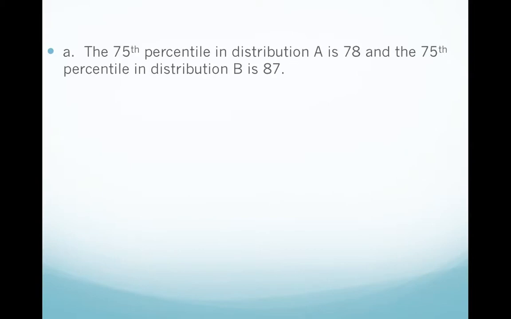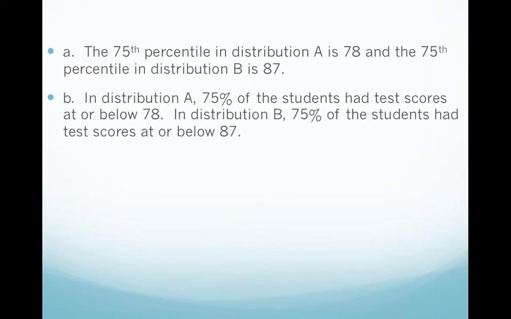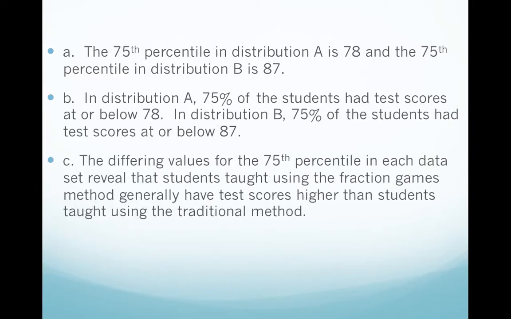Okay, so here are the answers. 78 for A and 87 for B. The meaning of those 75th percentiles is that in distribution A, 75% of students had test scores at or below 78, while in distribution B, 75% of the students had test scores at or below 87. And here's an interpretation of fraction games. The differing values for the 75th percentile reveal that students taught using the fraction games method generally have test scores higher than students taught using the traditional method.